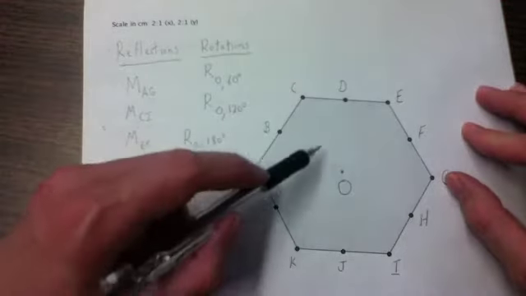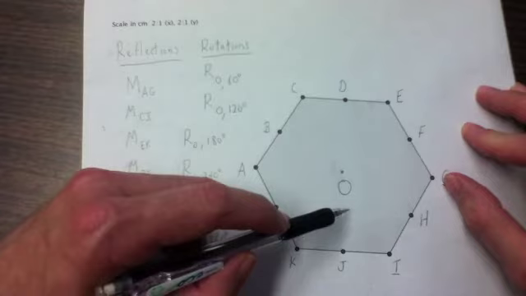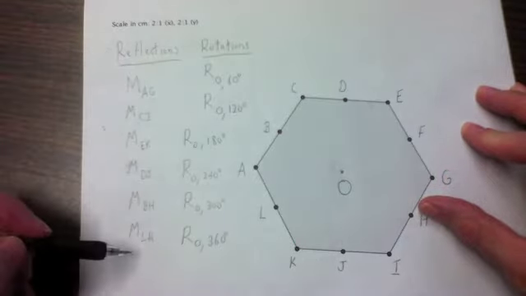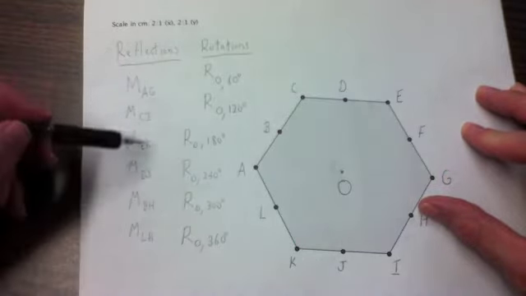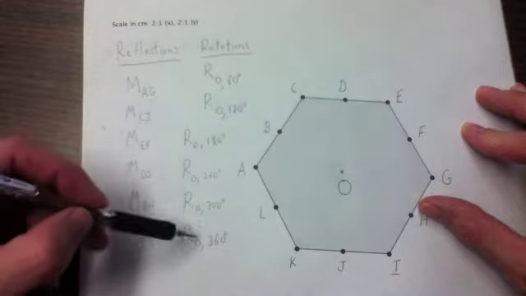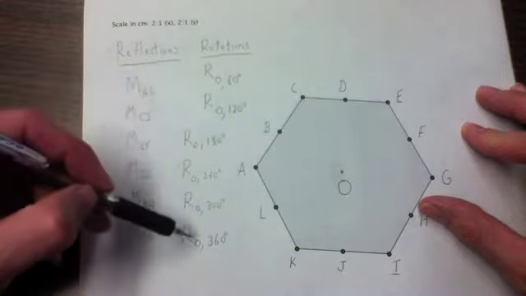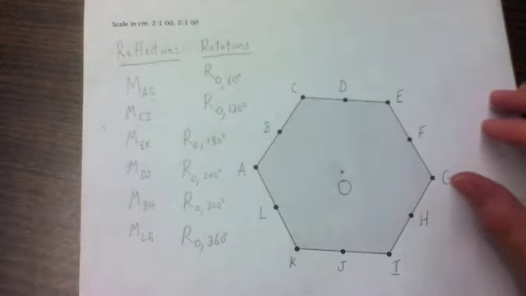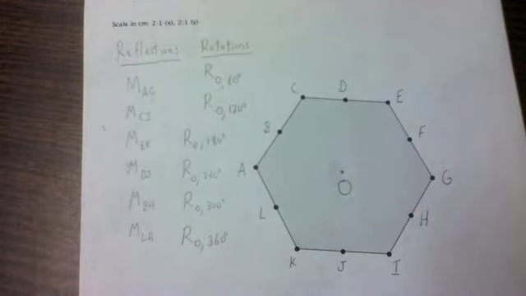So what we have for the isometries of this figure are 6 reflections. So that's 6 mirror transformations and 6 rotations. So 6 rotation transformations. And that's how you find the isometries of a figure.